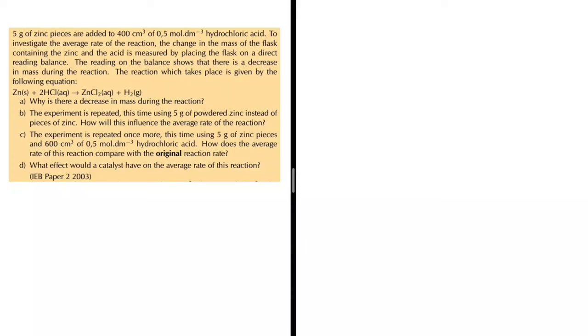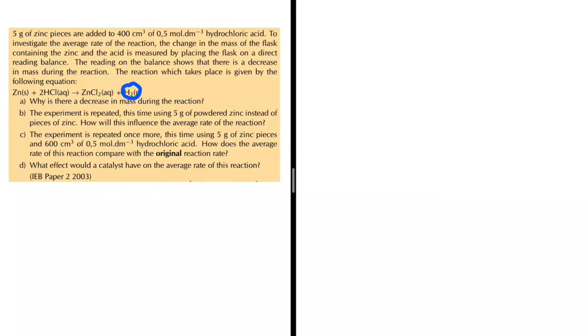Right. So, like we talked about, that method only works if there's a gas produced, because you put your reaction mixture on top of a scale, and then as the gas is produced, it's going to escape. So there's going to be a decrease in mass, and that decrease in mass is going to give you the amount of gas that is actually produced. So why is there a decrease in mass during the reaction? Because this hydrogen gas is going to be escaping the vessel, the conical flask, whatever we're using to carry out our experiment. So that is the answer to A. The gas that is produced is going to escape the reaction mixture.